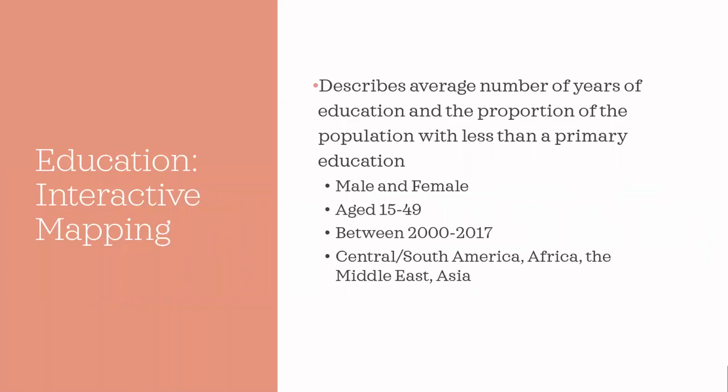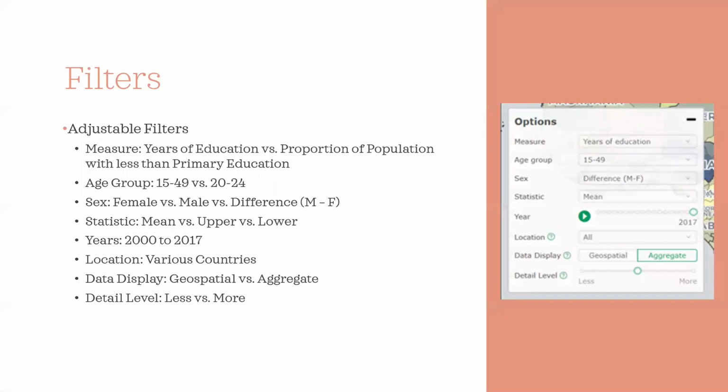It looked at the years between 2000 and 2017, and it specifically focused on Central and South America, Africa, the Middle East, and Asia. So there were many adjustable filters. First were years of education versus proportion of the population with less than primary education. You could look between the ages of 15 and 49, or for more specifics, 20 to 24. You could look at males versus females versus the difference between the two, specifically number of years in males minus females. You could look at the mean, the upper, and the lower.